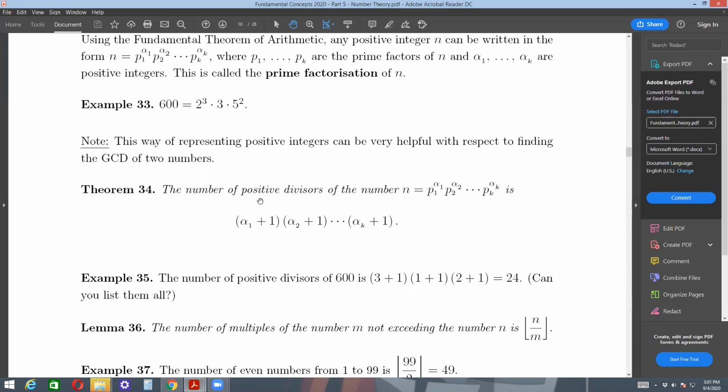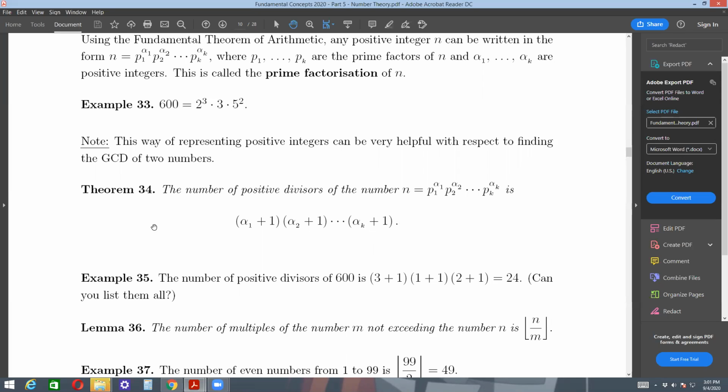This here is pretty useful to know: the number of positive divisors of a number n with prime factorization given here. Well, how you find that is basically take the powers, add 1 to them, and then multiply that. So for example, the number of positive divisors of 600, remember 600 is 2 cubed by 3 by 5 squared. The number of positive divisors would be 3 plus 1 times 1 plus 1 times 2 plus 1, which is 24. Right? You could actually list them out and check if you want.